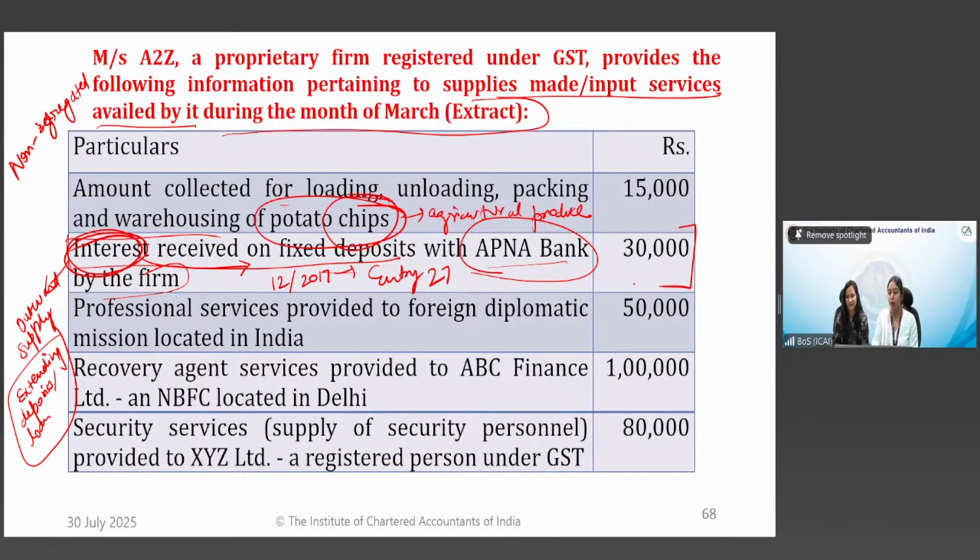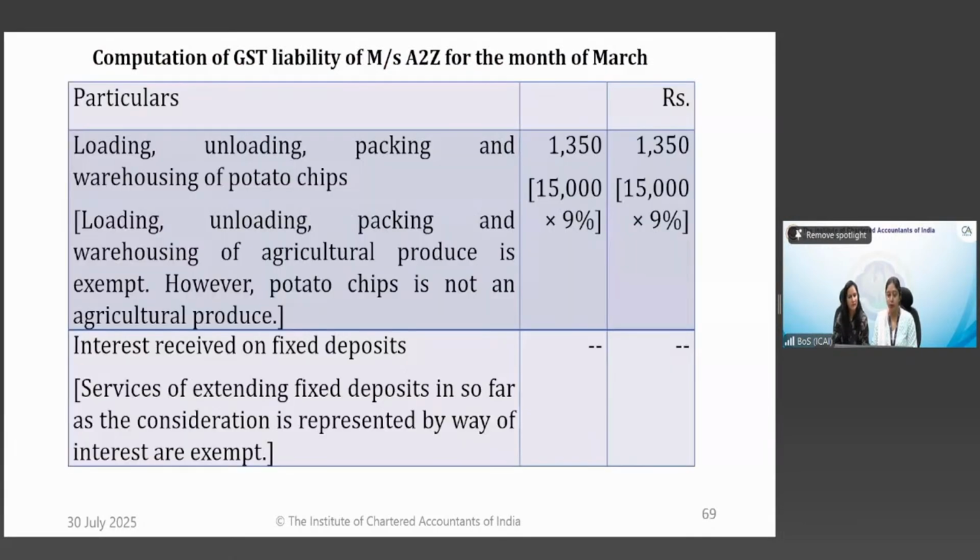Now let us see how we have given the reason. You know entry 27, you know notification 12/2017, but the reasoning we expect from the students is like this only. Services of extending fixed deposits insofar as consideration is represented by way of interest are exempt. So without giving any reference to entry number or notification number, we have provided the reason. This is what we want you to emphasize or to carefully note.